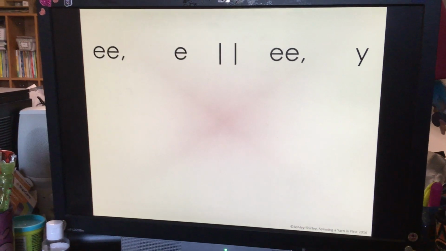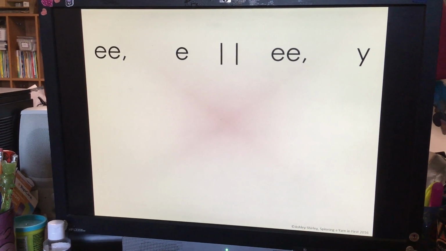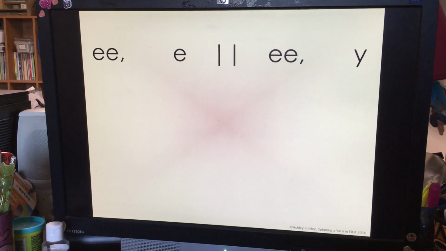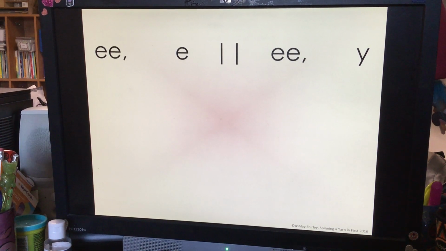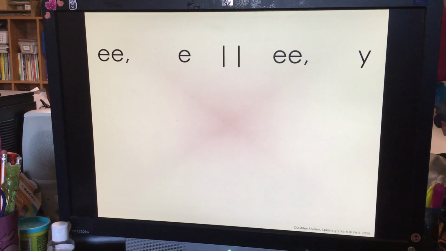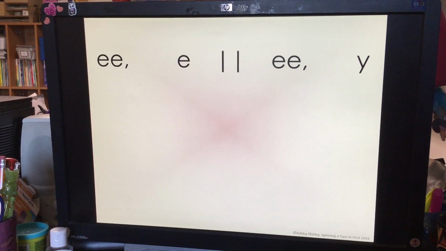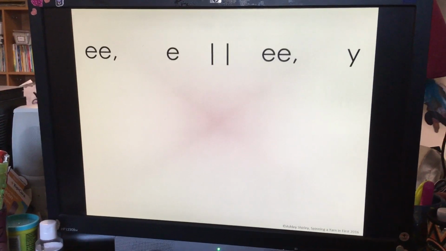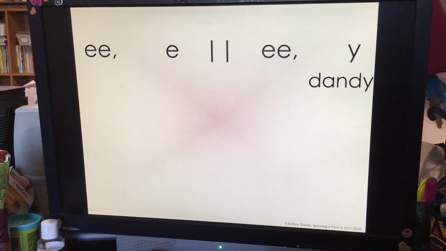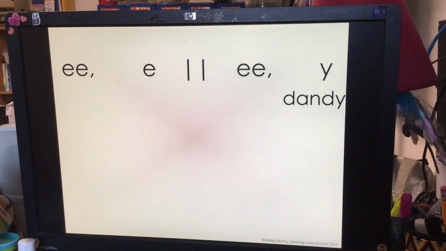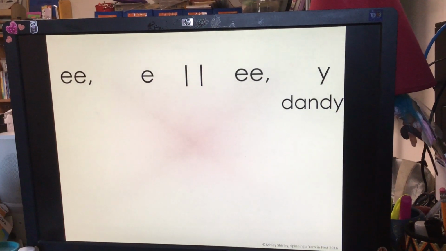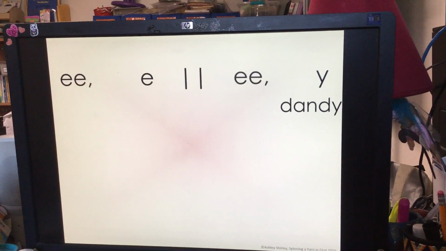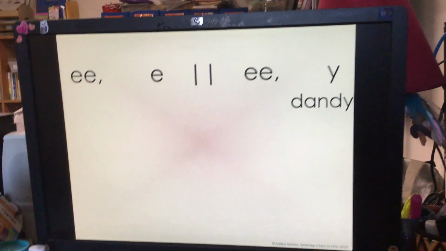E can make many sounds, and it can be represented by EE, making the E sound, or Y. All these letters and digraphs can make the long E sound. Okay. We're going to focus on that today, the long E sound. Now look at the word dandy. It ends with the E sound, but what letter represents that sound in the final position? That's right, Y. And we know that sometimes Y can be a vowel.